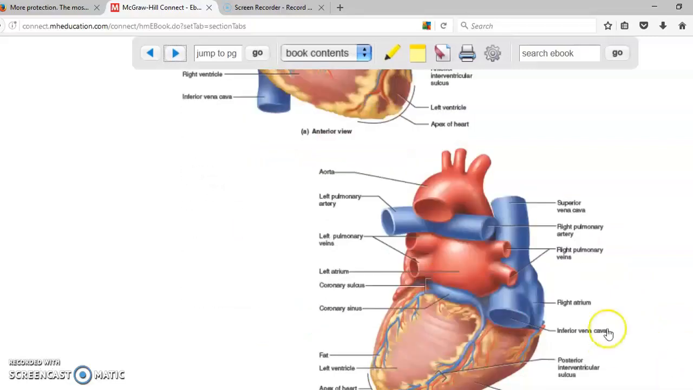So right here also you can see again the same thing. You have in here the superior and inferior vena cava, the pulmonary veins, the left pulmonary artery, right pulmonary artery, and the aorta. So there you go. You have 1, 2, 3, 4 main blood vessels going to each chamber.